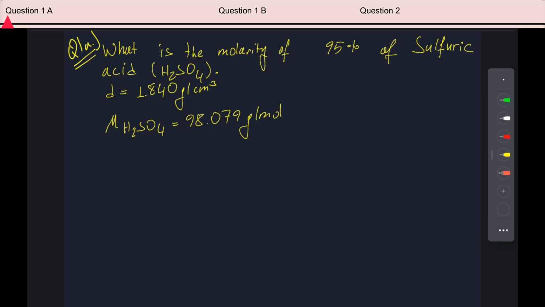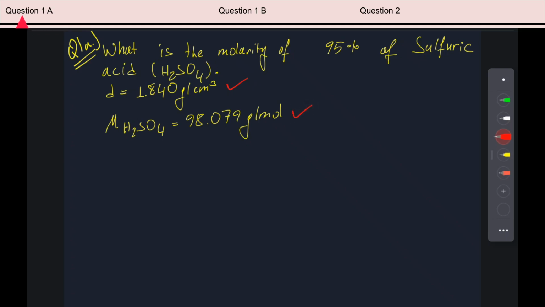Today I want to solve two different molarity problems. What is the molarity of 95% sulfuric acid? This is a very common exam problem in chemistry. We know the density of the sulfuric acid, which is 1.84 gram per centimeter cube, and the molar mass of sulfuric acid is 98.079 gram per mole.